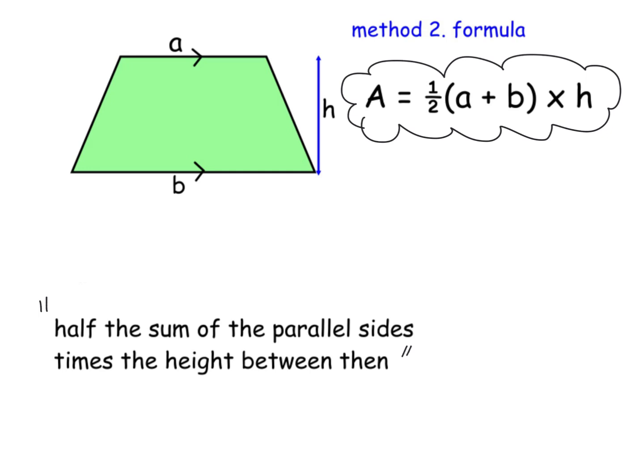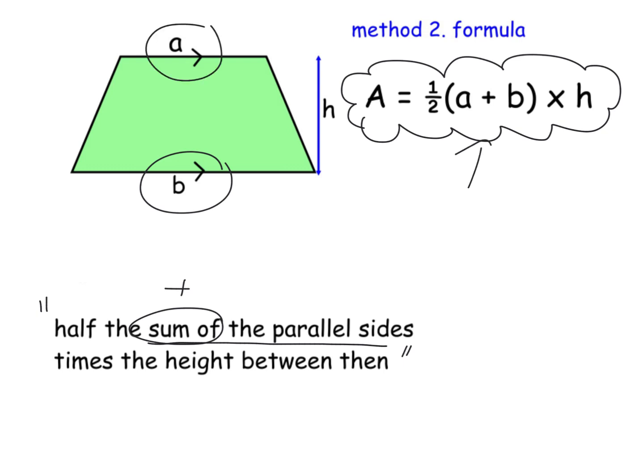Let's explain the words of that though. The sum of the parallel sides. Well, sum in maths means to add. The parallel sides are these ones which we've called A and B. So what it's asking you to do here is to add A and B and then half it. Hence this part here is half the sum of the parallel sides.